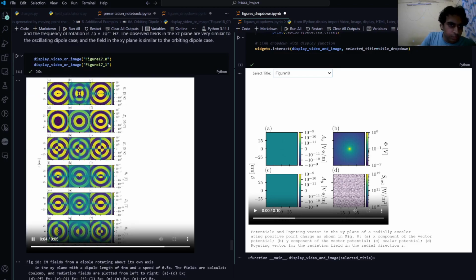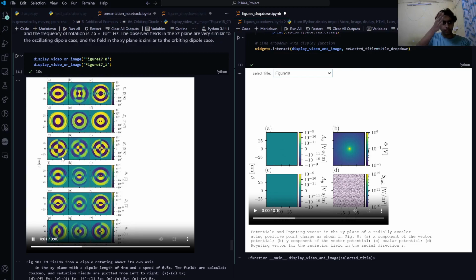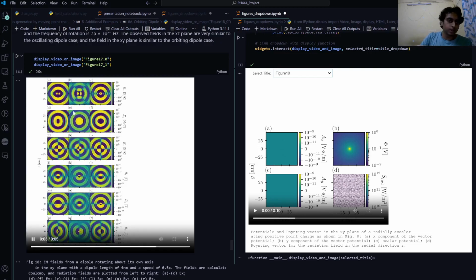You see something similar for the EY field as you're looking at the fields in the EXZ plane, right?